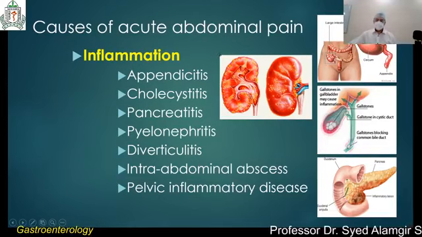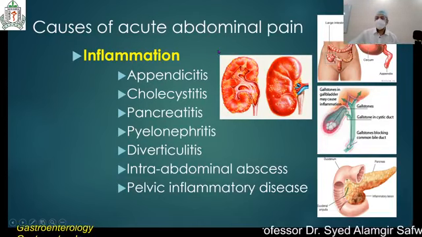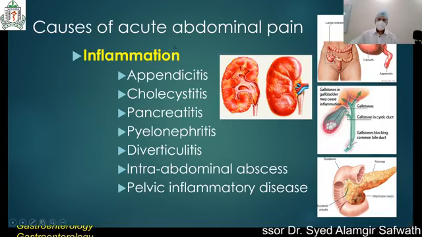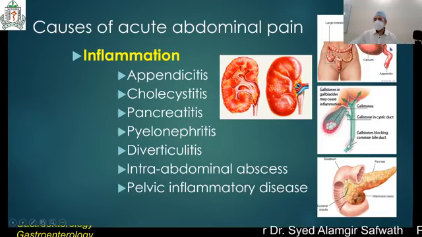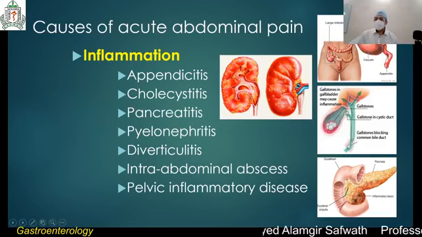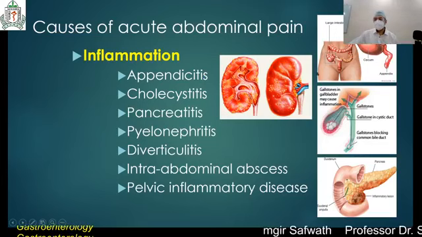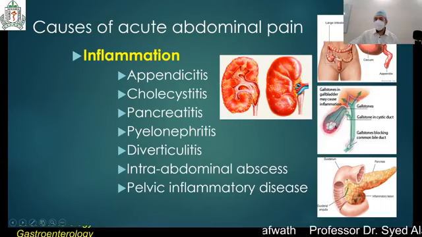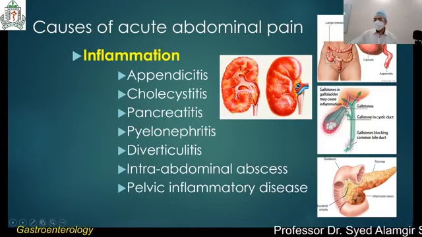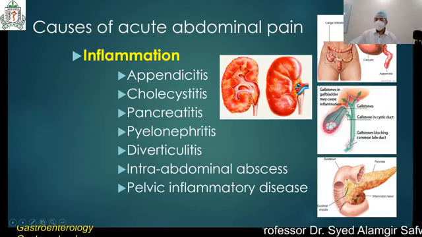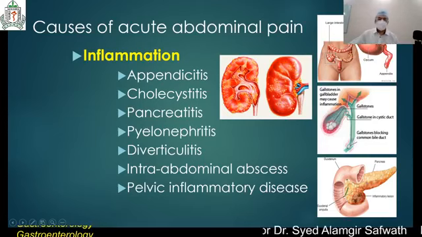Then what are the inflammatory causes? Inflammatory causes are very common, which give rise to abdominal pain. A very common one is appendicitis. You can see here the inflamed, swollen, edematous appendix. So it can give rise to severe marked right lower abdominal pain. So this is appendicitis. Maybe cholecystitis. If the gallbladder is inflamed, it can give rise to abdominal pain. Pancreatitis. This is the pancreas. You can see some pathology over here. There is some edema. So it is a case of pancreatitis. It is an inflammatory lesion and gives rise to marked abdominal pain.